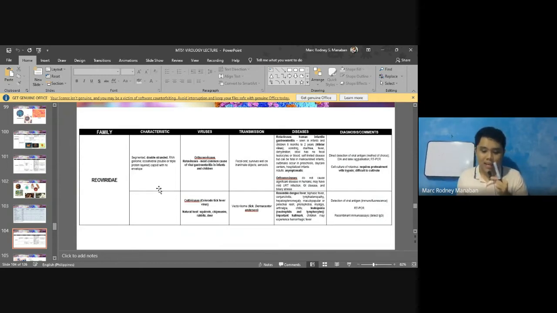Adults may be asymptomatic. Now, Orthoreoviruses, another group of viruses, don't usually cause significant disease, but they can sometimes cause mild URT infection, upper respiratory tract infection, GI disease, and biliary atresia. Now, for diagnosis: direct detection using EIA, latex agglutination, RT-PCR. Cell culture of rotavirus requires pre-treatment with trypsin because it can be difficult to cultivate. So that's for rotavirus.